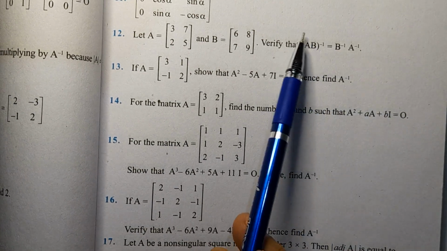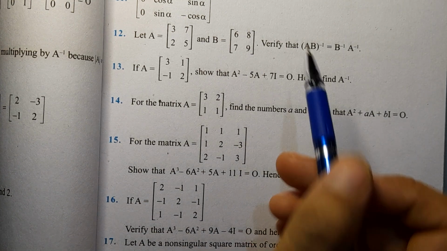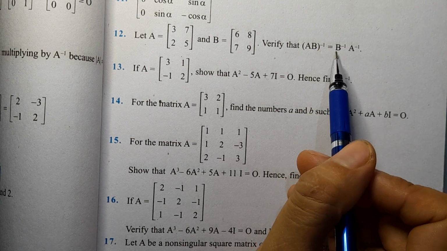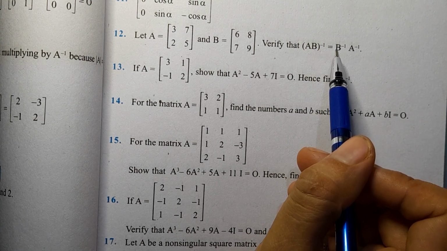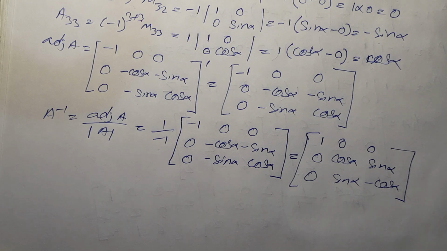So first we have to verify this. Verify means we have to find the product AB and find the inverse of this, then find B inverse and A inverse and multiply them. These two results should be equal. So this one we have to prove. So this is question number 12.